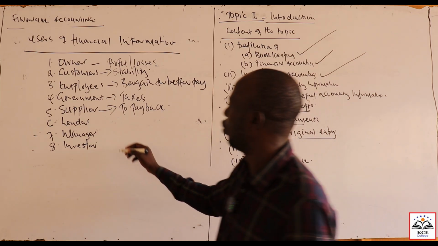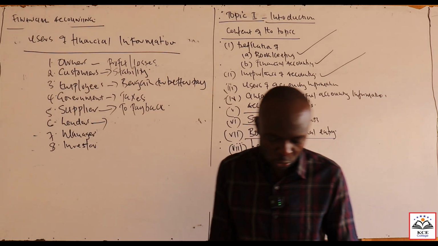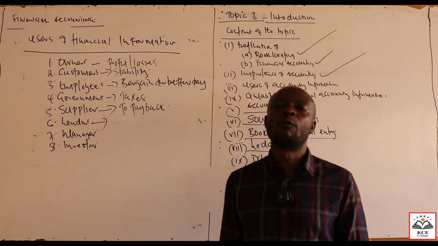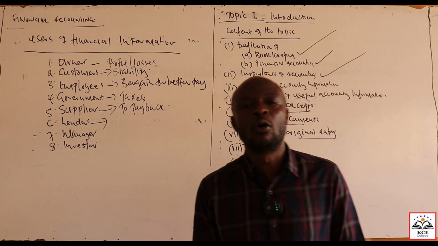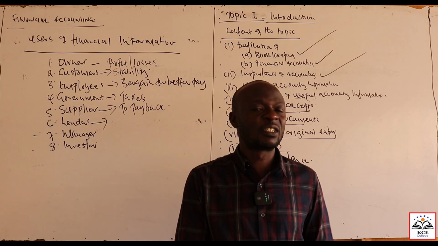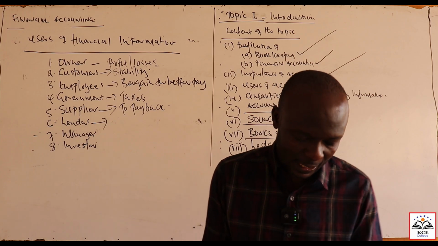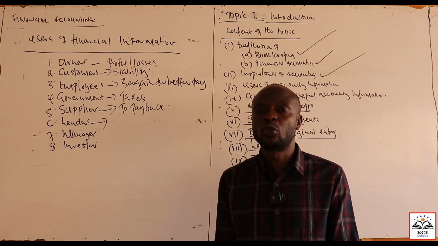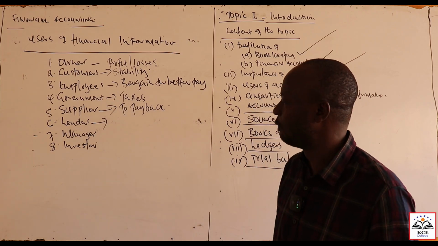Then we have lenders. Lenders are institutions or individuals that can provide extra capital in form of loans to businesses in order to undertake their expansion projects or even run their business successfully. These lenders are interested in financial accounting to know whether the business is in a position to pay back. For them to tell whether the business can pay back, they have to have financial accounting information.